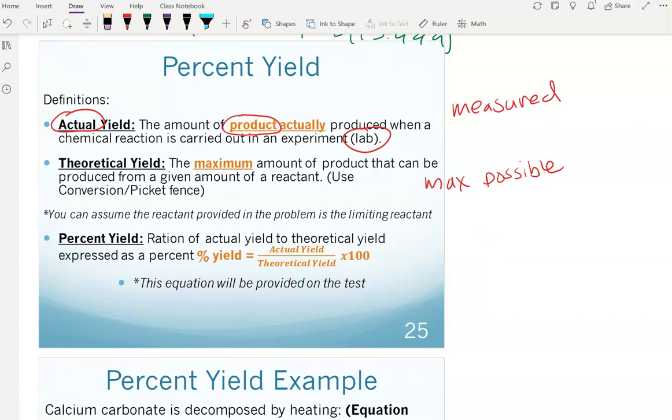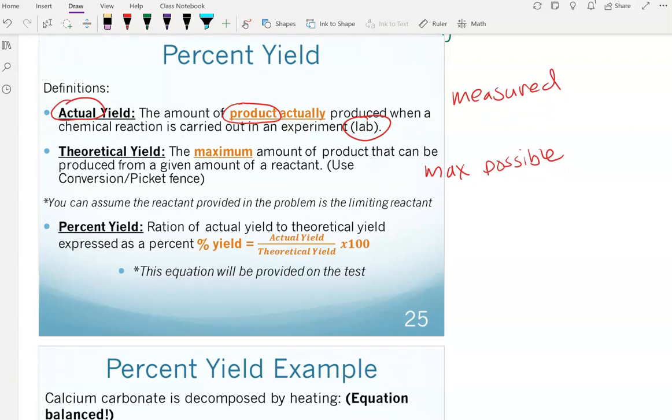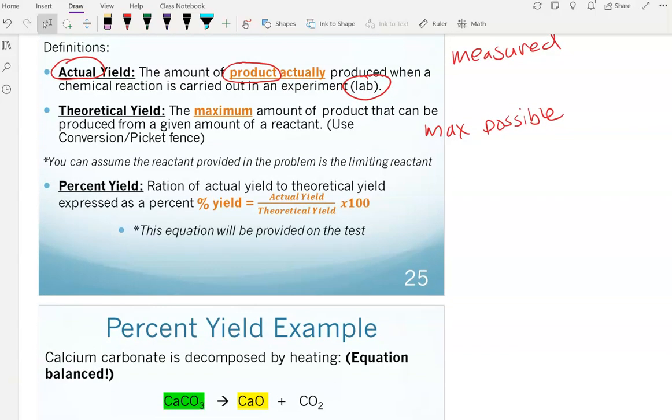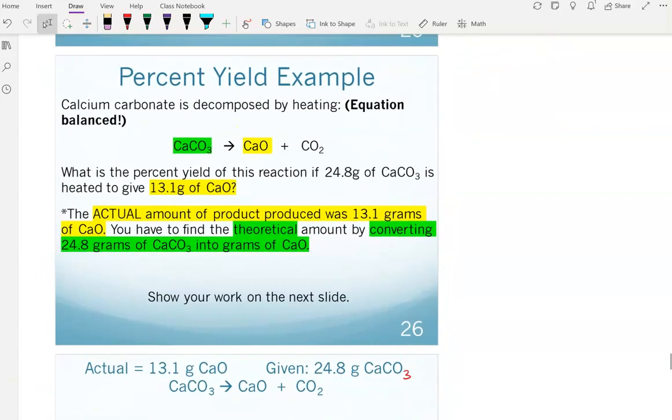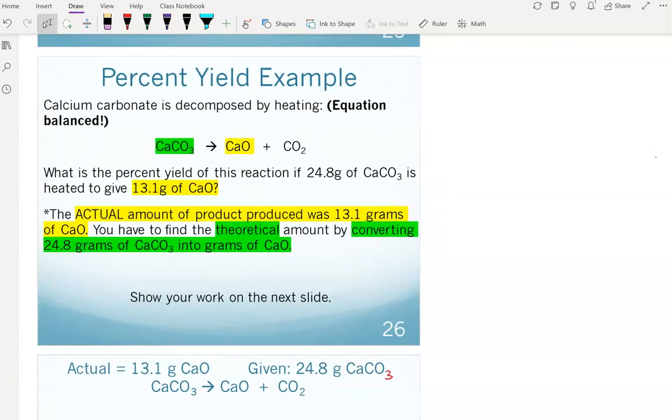So in order to calculate percent yield, how much product did you make out of 100% that was possible, we need the actual and theoretical yield. So the actual yield in a problem is something I would provide to you. That's information I have to tell you.